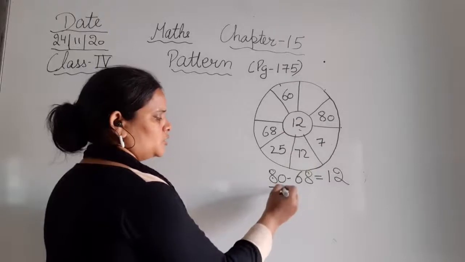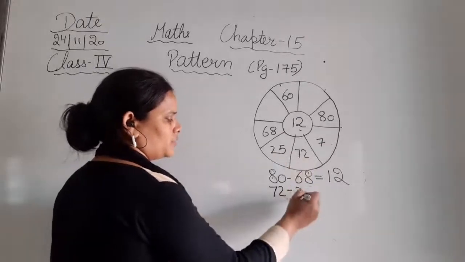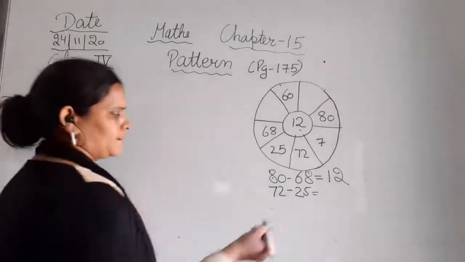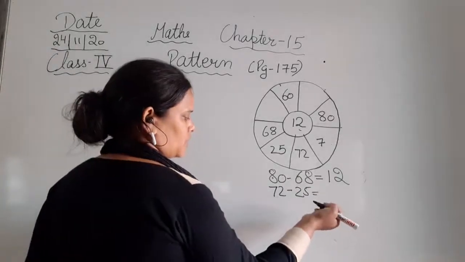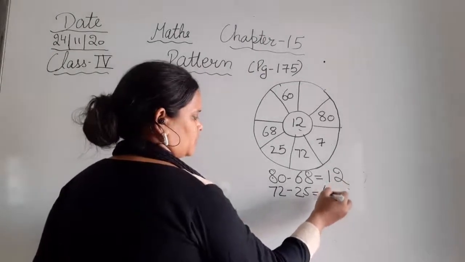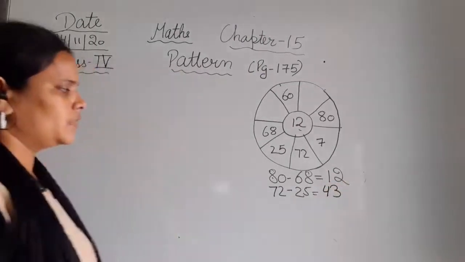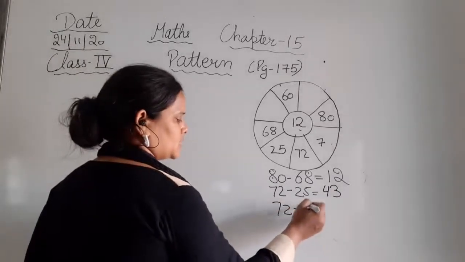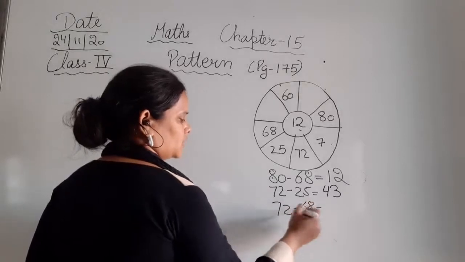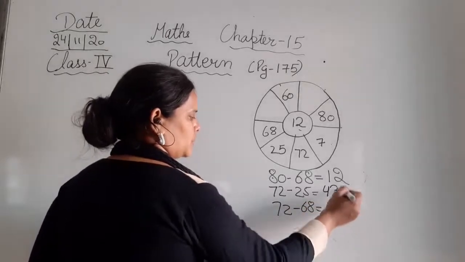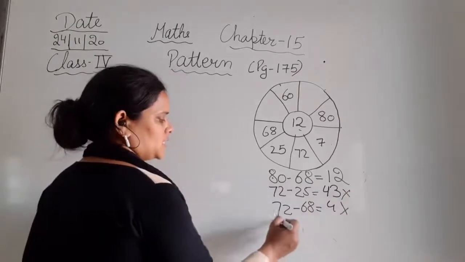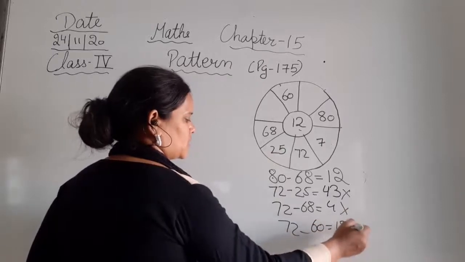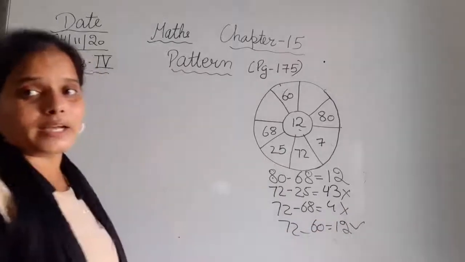तो 72 minus 25. सो ये कितना आएगा? 70 minus 25, 50, 45, 43. ओके, नेक्स्ट, 72 minus 68 that will be 8, 4. ये भी नहीं है, ये भी कहीं भी 12 नहीं आया. 72 minus 60 that is 12, जो कि हमारा रिक्वायर्ड है. दैट इज द रिक्वायर्ड वन.